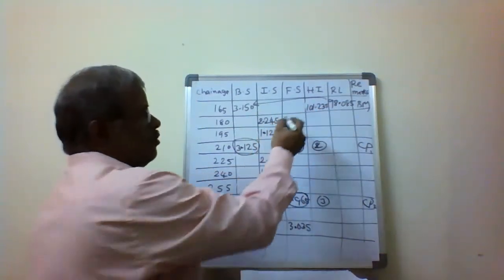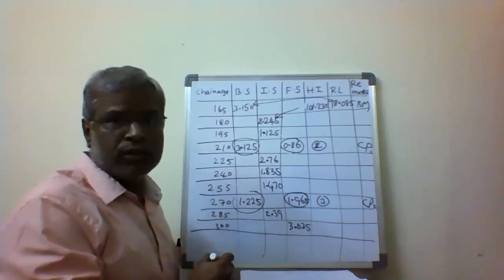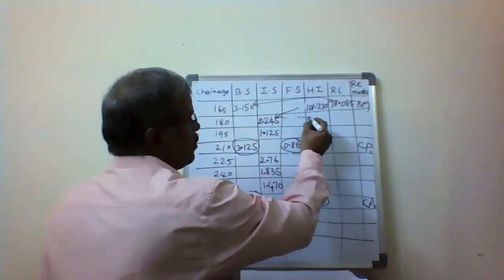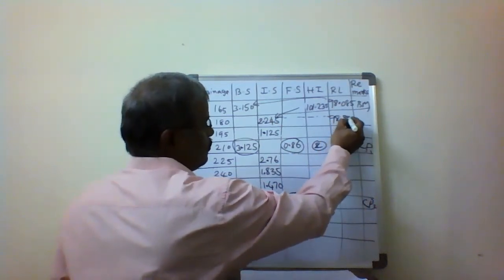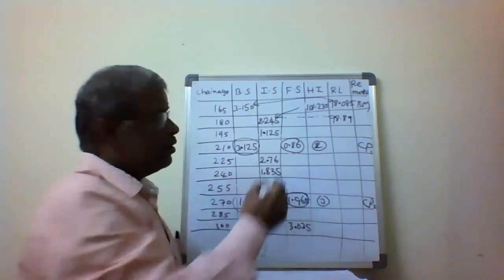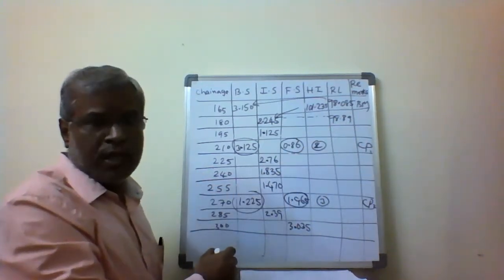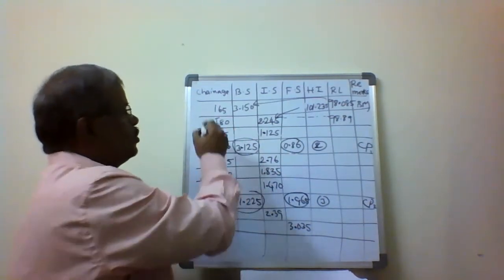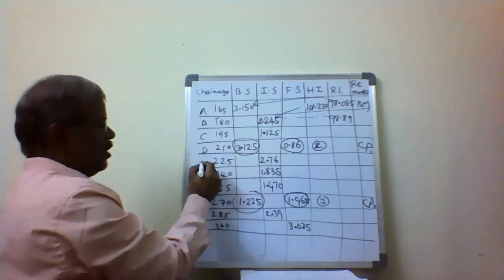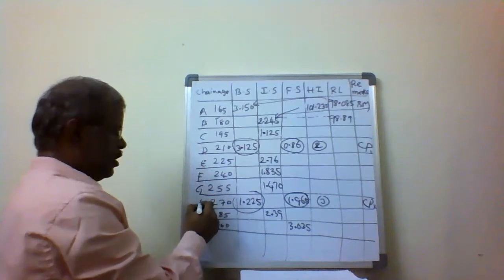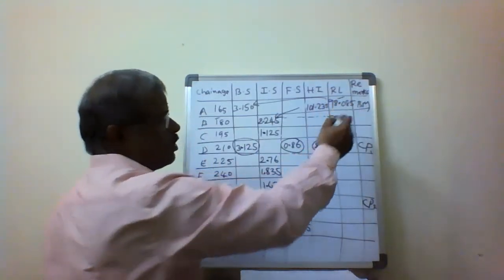Added there. Then height of the instrument minus intermediate side reading. Intermediate side reading and foresight reading will be subtracted. So we are able to get the elevation of the point, 98.89. Height of the instrument minus intermediate side gives the elevation of this point. Suppose the points are A, B, C, D, E, F, G, H, I, and J. A point, this is the elevation of the point.